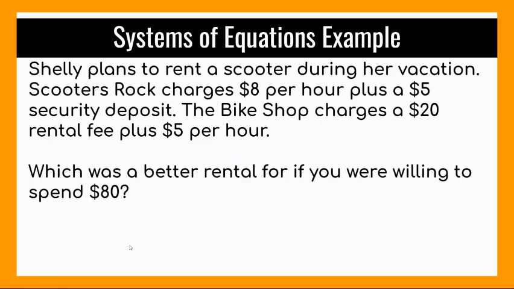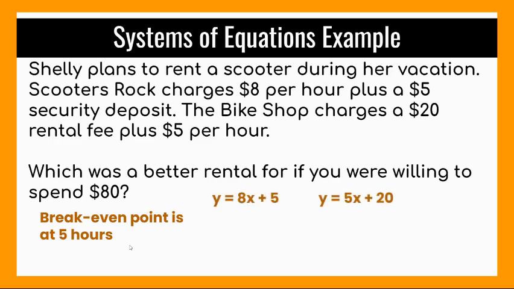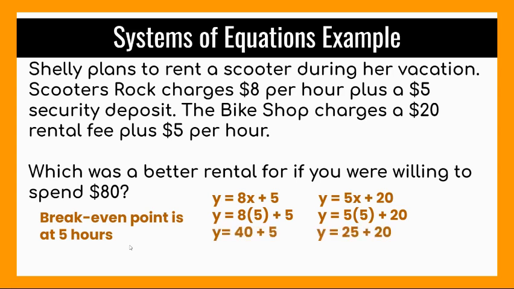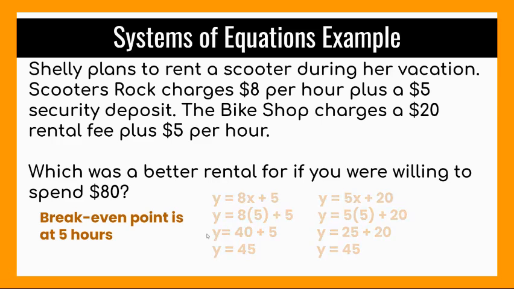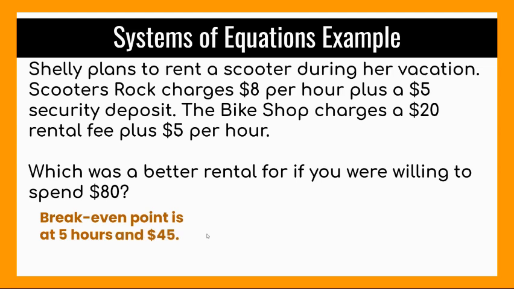Now, what was the better rental if you're willing to spend $80? Well, our break-even point was at 5 hours, but what was the cost at 5 hours? So I'm going to go ahead and plug in 5 and see what the cost was there. 8 times 5 and then 5 times 5. 8 times 5 is 40 plus 5, and 5 times 5 is 25 plus 20. I get 45 and 45. Remember, at the break-even point, the cost should be the same. So at 5 hours, it was $45.